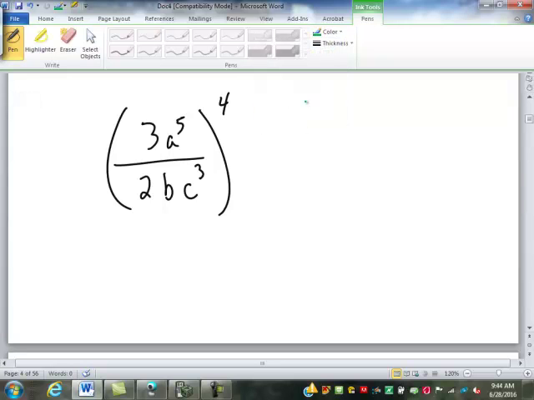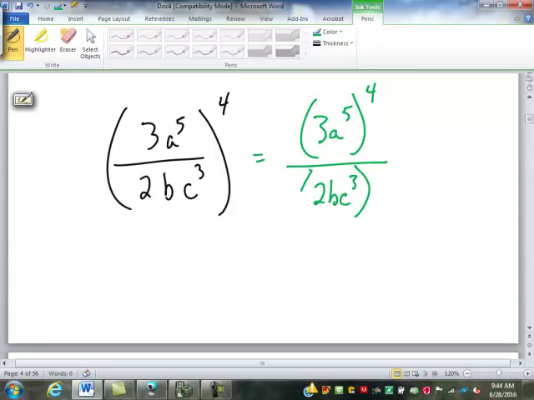We looked at something like this last time as well. I just want to review it quick since we're dealing with the variables in our fractions. What would we do with it? Well, first thing we do is this. We separate it. When we have a fraction raised to a power, we separate it. So it's the numerator, which is the 3a to the 5th to the power of 4, over the denominator, which will be 2bc to the 3rd to the power of 4. So we can separate it so that the numerator is to that power and the denominator is to that power.